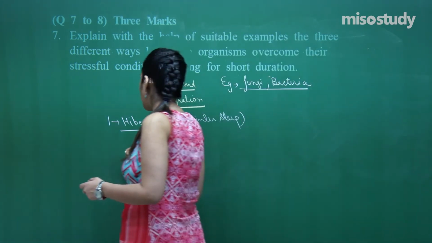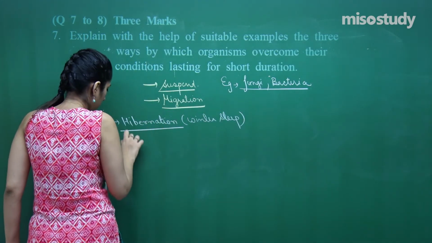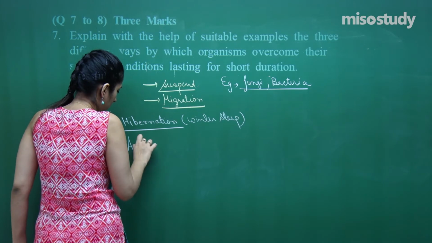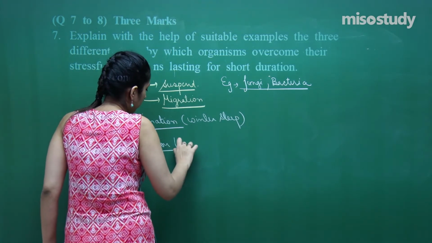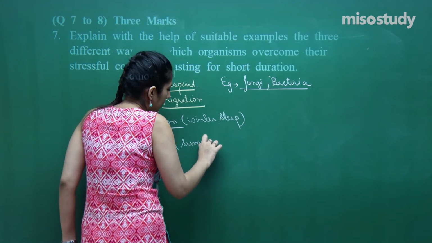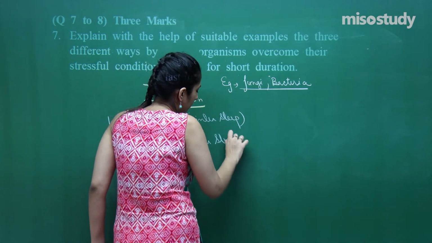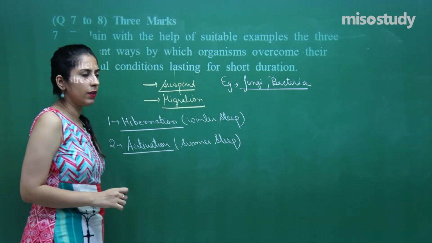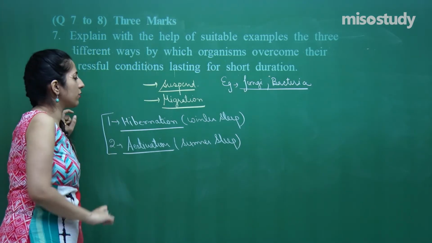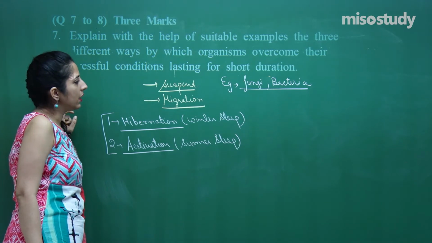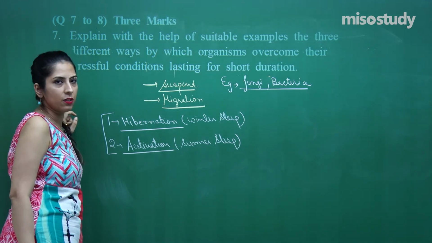The second is called estivation. Estivation is called summer sleep. Right. This is a certain kind of adaptation. Next we have migration.